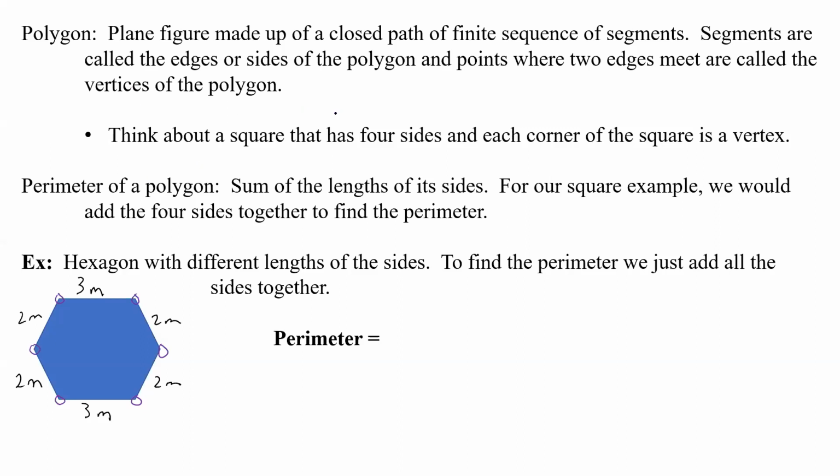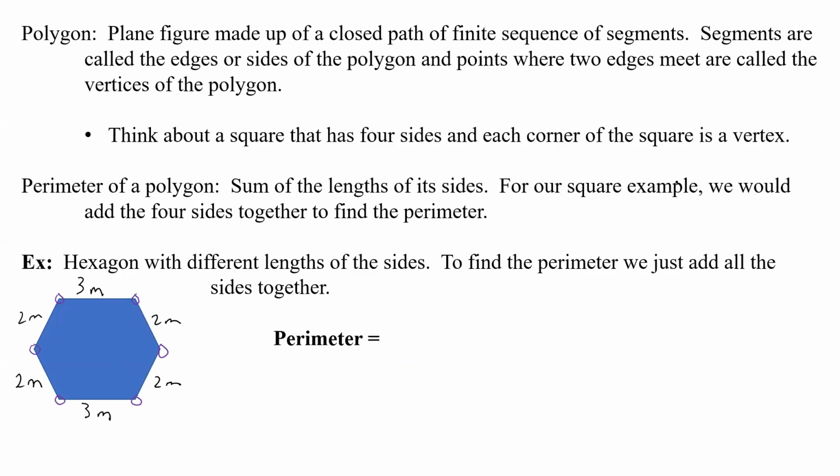If we think about a square that has four sides, each corner of the square is a vertex, and each of those four sides is called an edge, okay? So we can think about the square, or as we've been working along, this hexagon. Now, the perimeter of a polygon is the sum of all the lengths of its sides. For our square example, we just add the four sides together to find the perimeter.